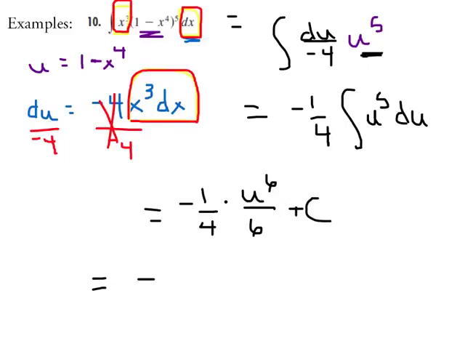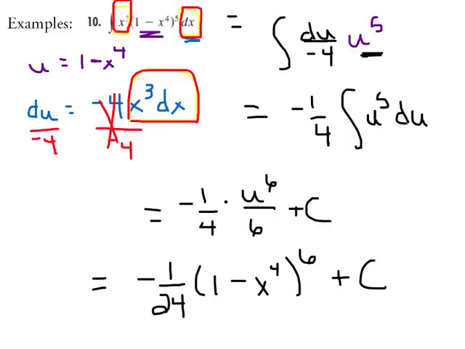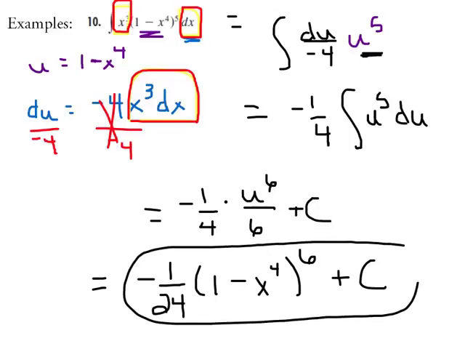And then just to make it look a little nicer I'm going to multiply the 4 and the 6. And now for your u, I want to substitute back in what u was. U was 1 minus x to the 4th. That's all raised to the 6th. And then plus your constant. And I would say, and that's it. It's easy. We're done. And it really is easy, and we really are done.